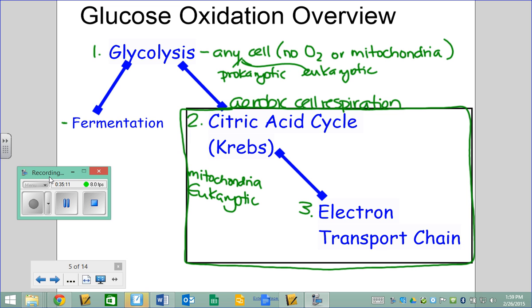Now, would anybody like to ask any questions at all about the overview, about maybe what type of cell or where things are happening?